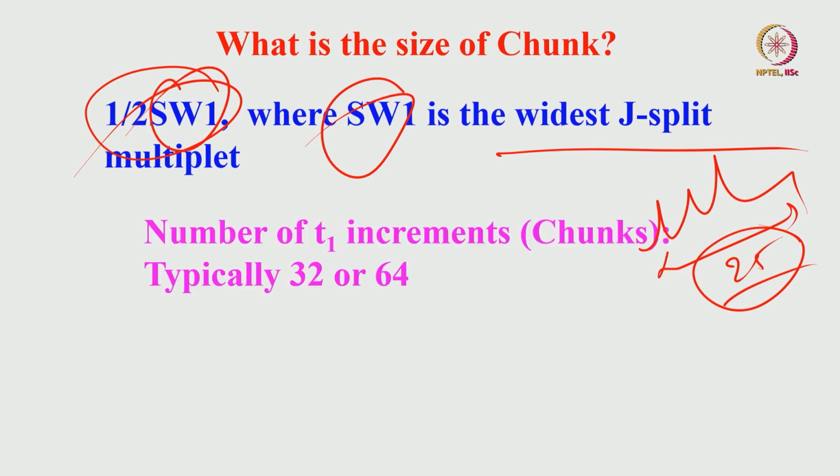Okay. So the number of T1 increments also depends upon how many chunks you want. Usually, as I told you, it cannot be more than 32 or 64. 64 also is too much. Around 32 chunks or so we collect, concatenate the FID and start collecting the signal. This is how it is done indirectly. That is one type of experiment.